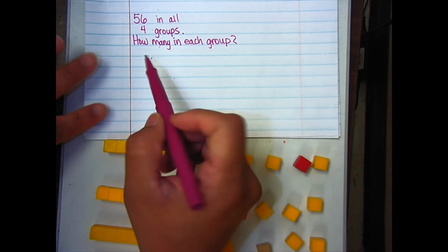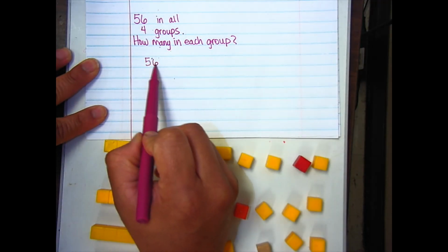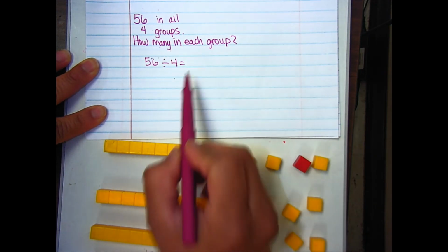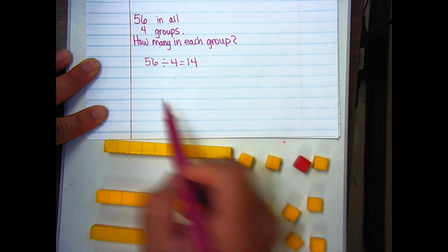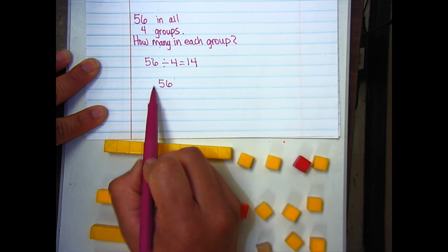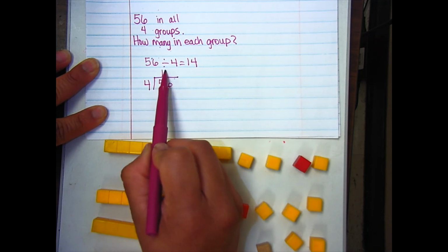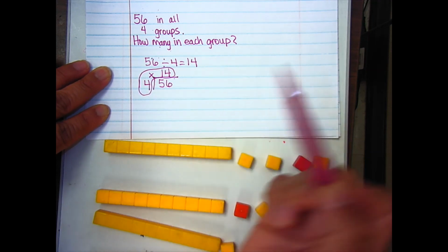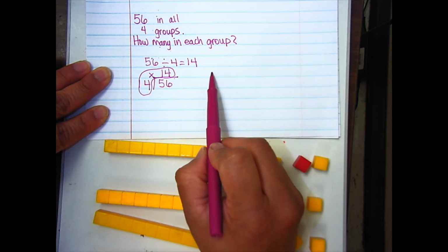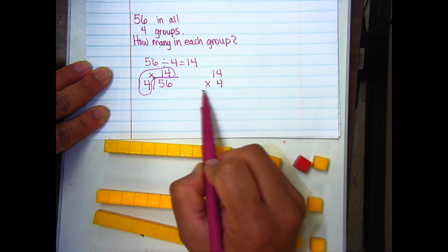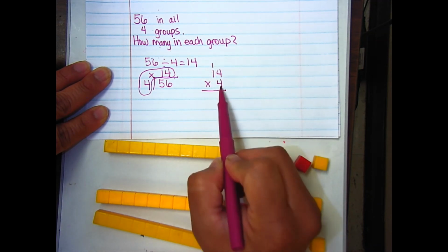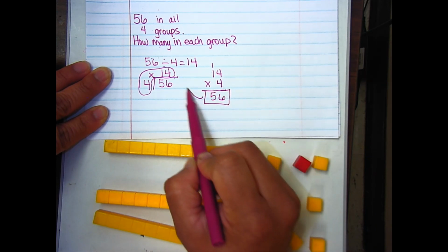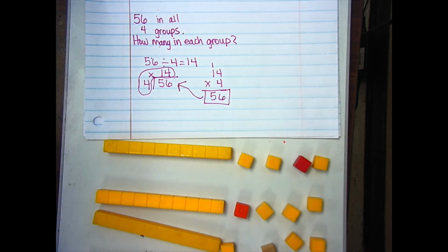So I have 56 in all. 56 divided by 4 equals 14 in each group with nothing left over. I can rewrite it as 56 divided by 4 equals 14. I can check my work by multiplying my quotient and my divisor. So 14 times 4: 4 times 4 is 16, 4 times 1 is 4, plus 1 more is 56. So this is the same as my dividend.